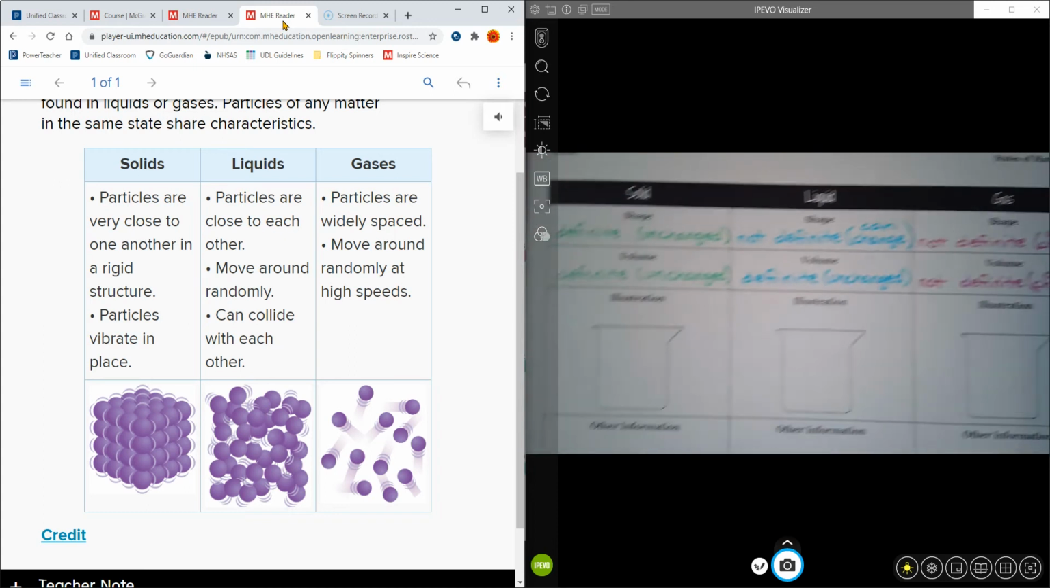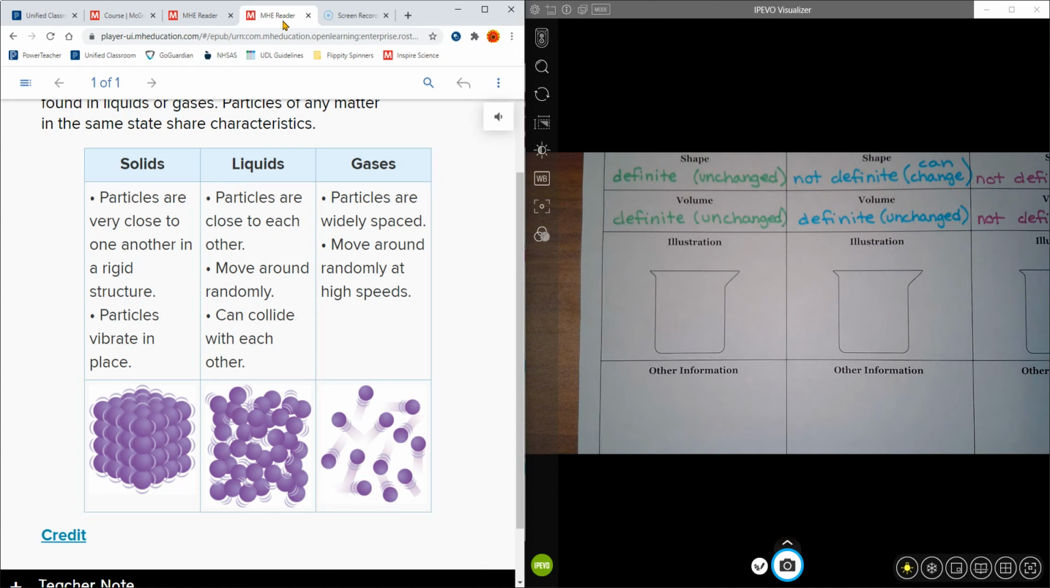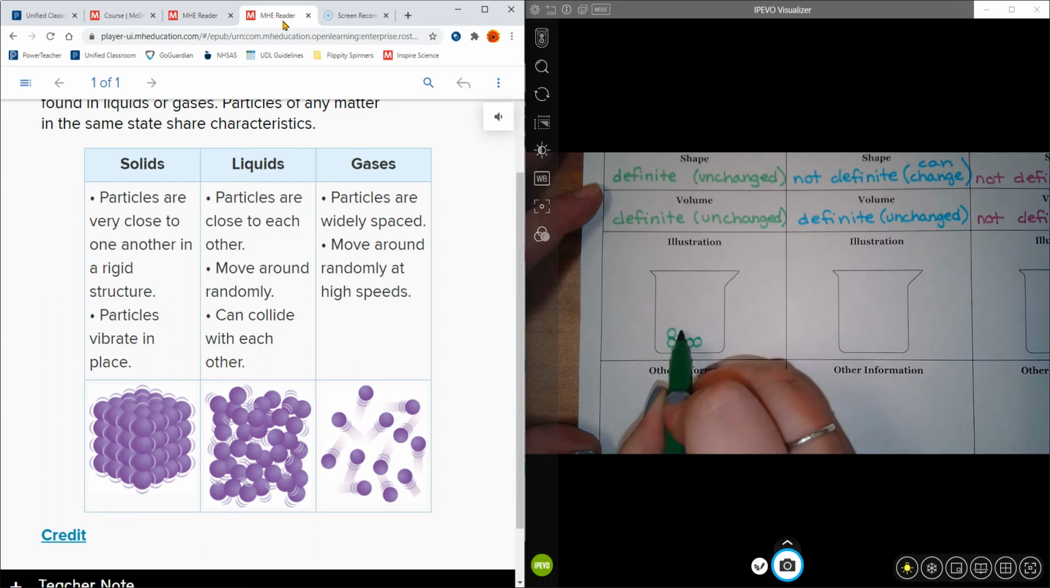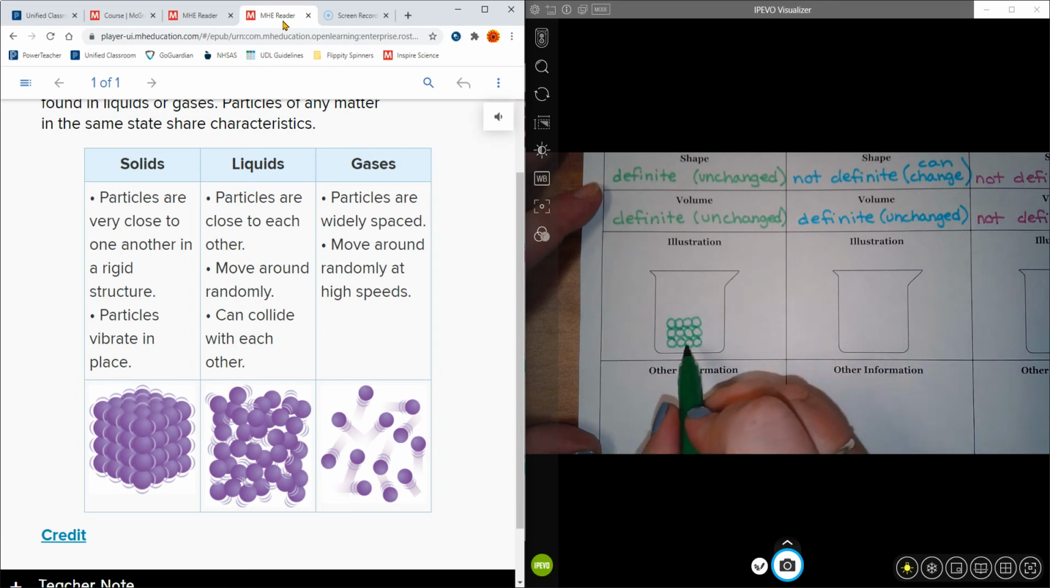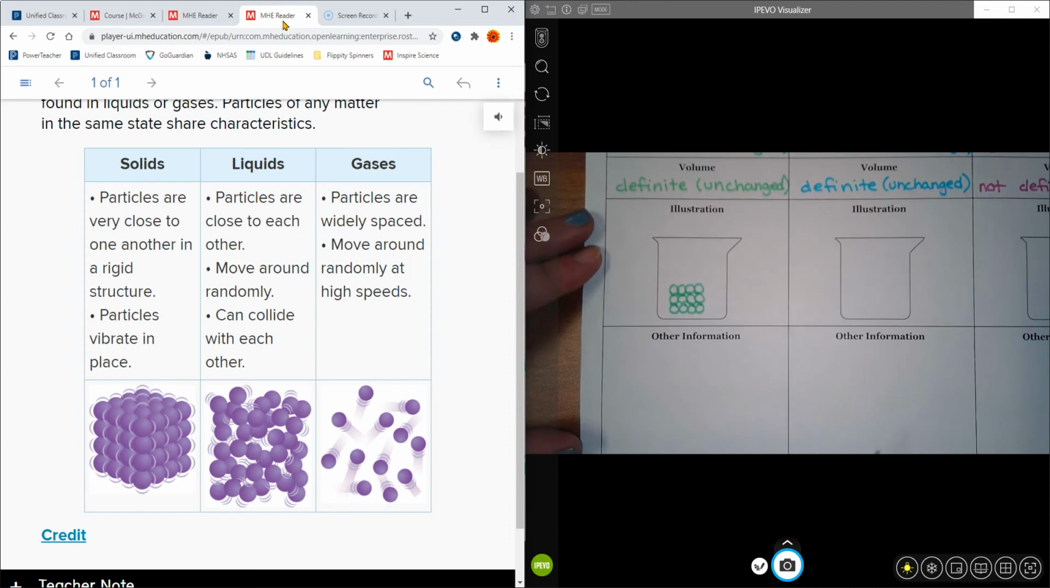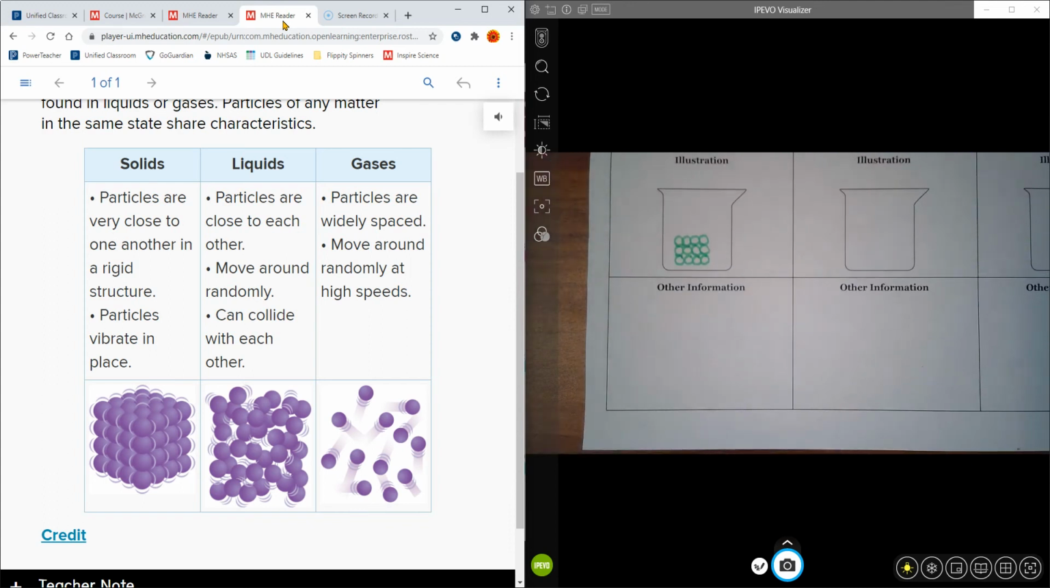On my note sheet, I'm going to go back to solids, and I'm going to work on that illustration. Based on the table in your workbook or on the screen, the solid looks like a cube. In my beaker here, I'm going to draw something that looks similar to that cube. It's okay if it's not perfect. You can try to copy the image as best you can. I'm going to leave mine two-dimensional. So I have just a little cube sitting in there in my beaker, and for the other information, I'm going to record the same exact information that is in the table on the screen.